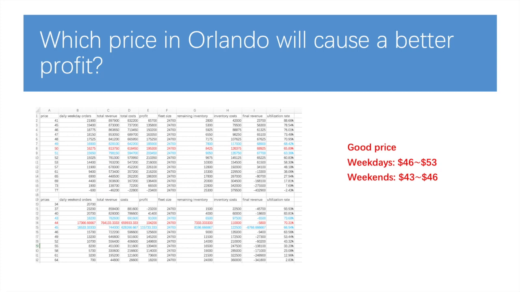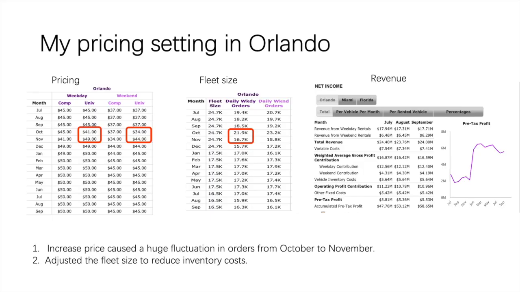As you can see, price between 46 and 53 will bring a good profit on weekdays and 43 to 46 on weekends. So I raised the price in November. The final result: profit has increased, but the order fluctuates quite big. So it is not recommended to raise the price substantially in the future.